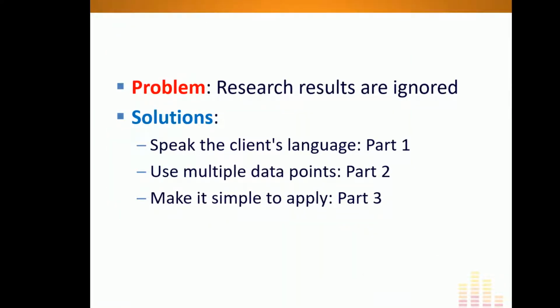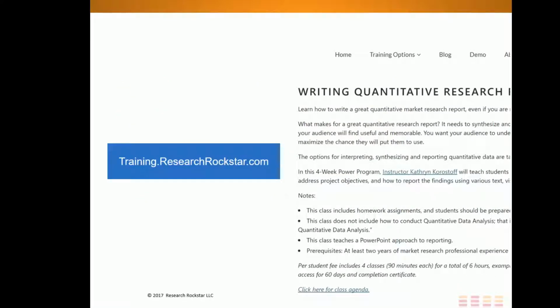So we talked about, we've got this problem. Our research results sometimes get ignored, and we want to do everything we can to prevent that from happening. Our 3 key tactics that we can use to address this challenge: speaking the client's language, which we covered in part 1, using multiple data points, which we covered in part 2, and making it simple to apply the results, which we just covered just now. I hope the conversation was useful for you.